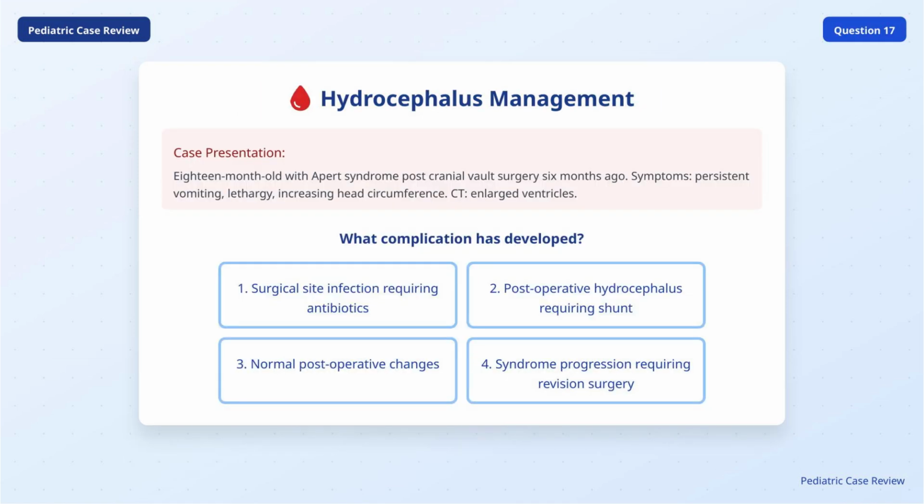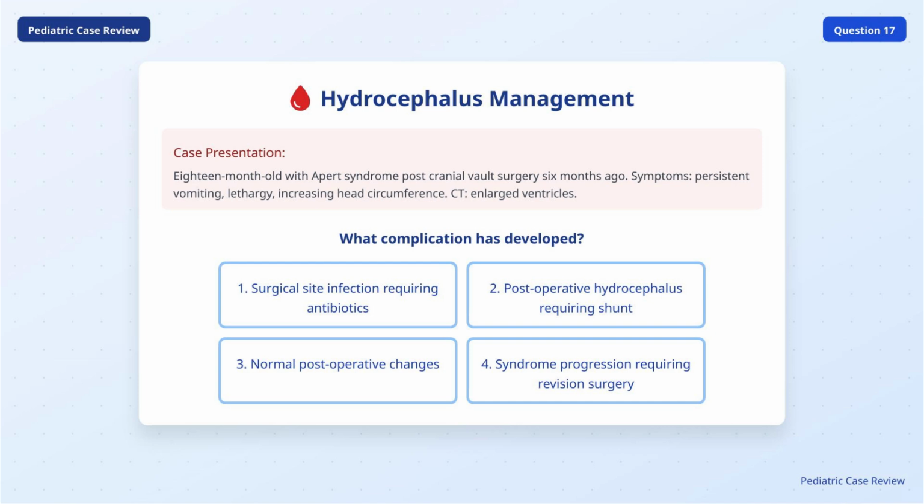An 18-month-old child with Apert syndrome had cranial vault surgery 6 months ago. Now the child presents with persistent vomiting, lethargy, and increasing head circumference. Computed tomography imaging shows enlarged ventricles. What complication has developed?